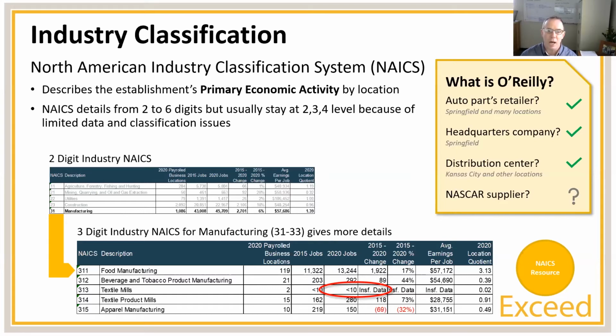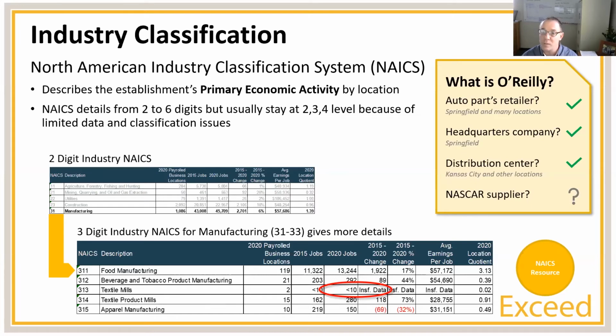Now, when you look at the jobs, you'll see that there's jobs there, then there's some places where you'll see less than 10 or insufficient data. That happens when there's really just not a lot of information for EMSI to estimate what those numbers are, usually for very small industries. So for example, in this slide, you see that there's insufficient data for textile mills. There's only 2 payroll business locations, really small, less than 10, and there's insufficient data. Now, this is important because even though you can get down to very detailed NAICS, usually we're staying at a 2, 3, or 4-digit level to analyze information.